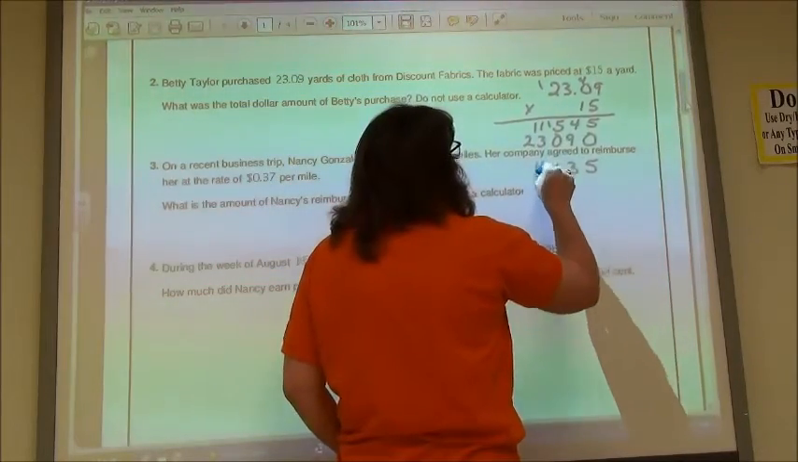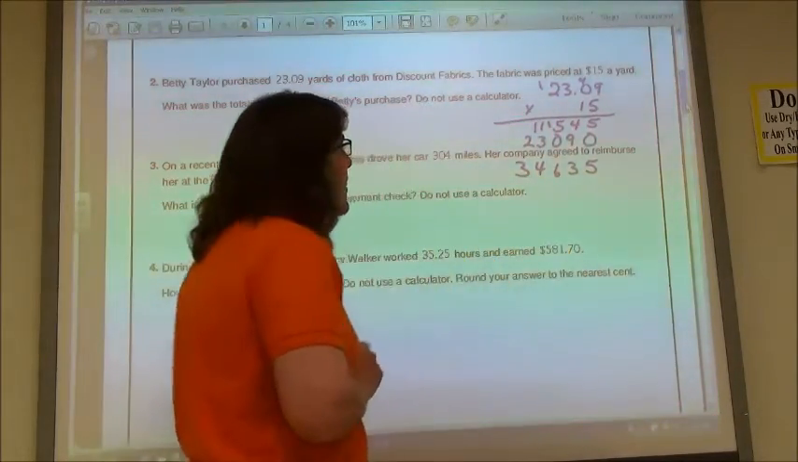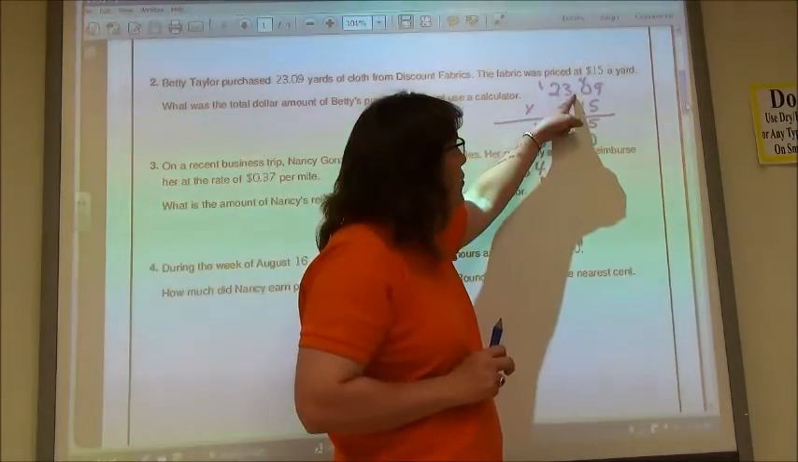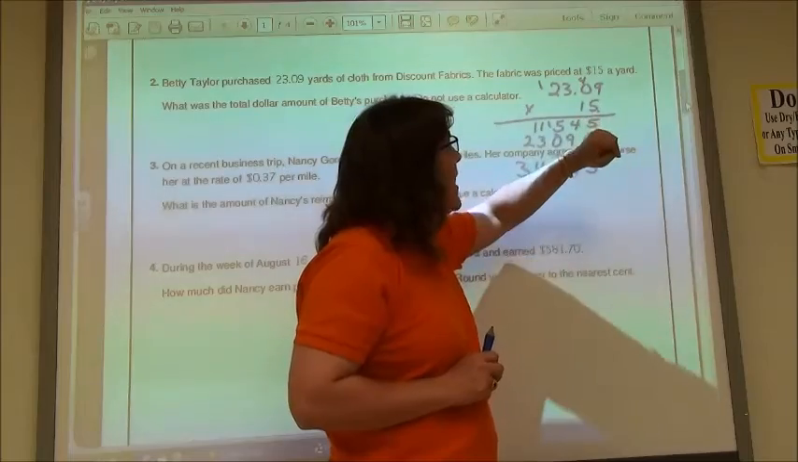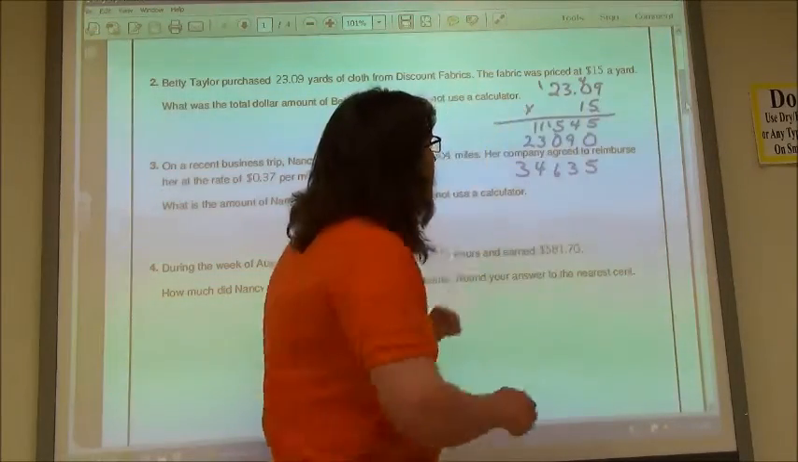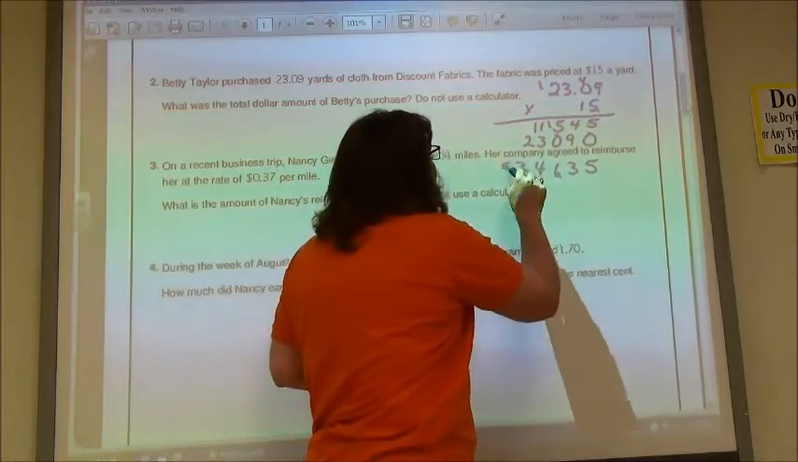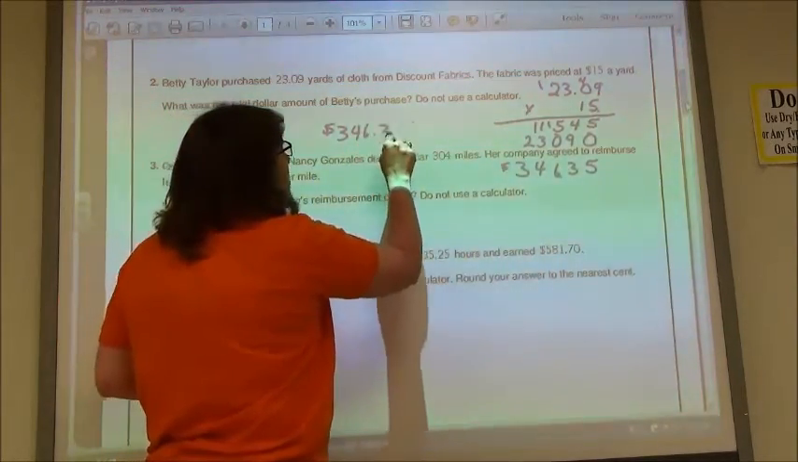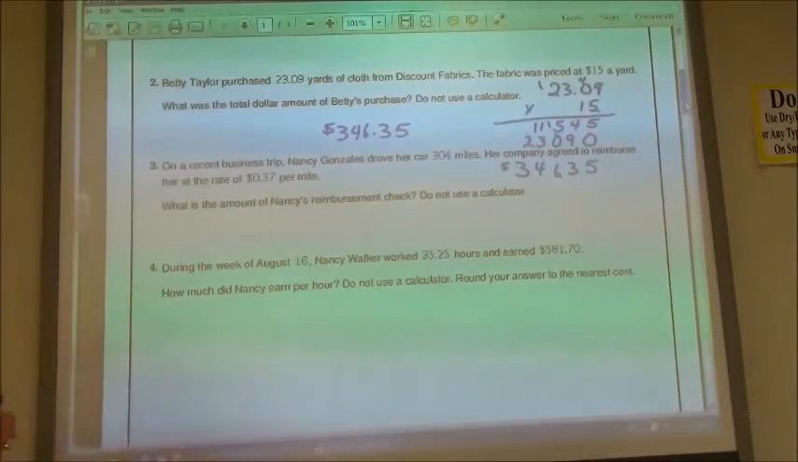6, 4, 3. On this one, we only have 2 places from the end on the first number, and it's right on the end of the last number, even though the decimal's not there. So we just move 2 places from the end total, and so we would get $346.35 when we multiply that out.